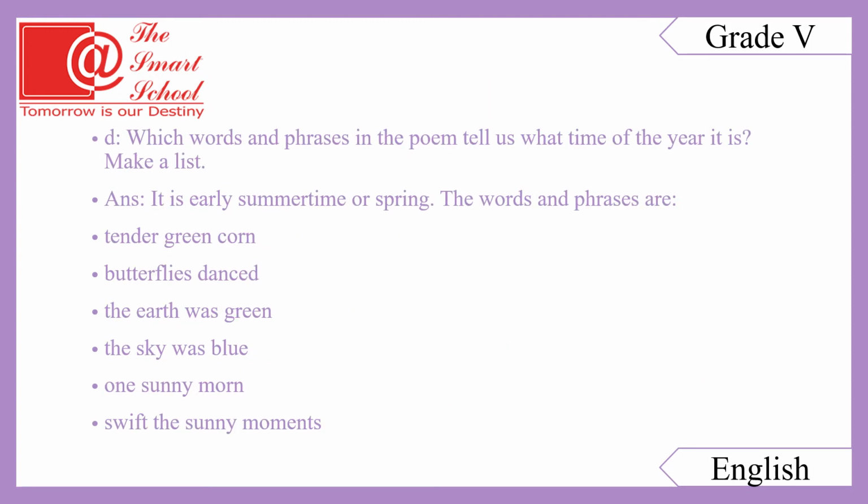Which words and phrases in the poem tell us what time of the year it is? Make a list. It is early summertime or spring. The words and phrases that tell us which season it is are: tender green corn, butterflies danced, the earth was green, the sky was blue, one sunny morn, swift the sunny moments. All these phrases tell us that it was summertime or springtime, because it is setting up a very beautiful scene for us.